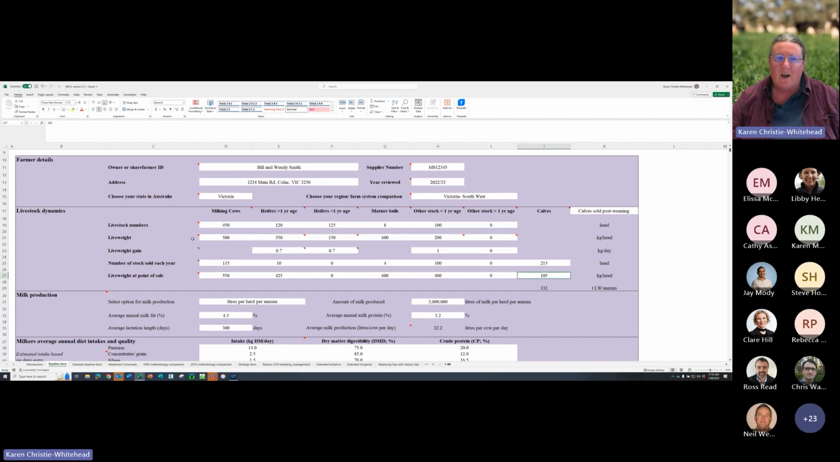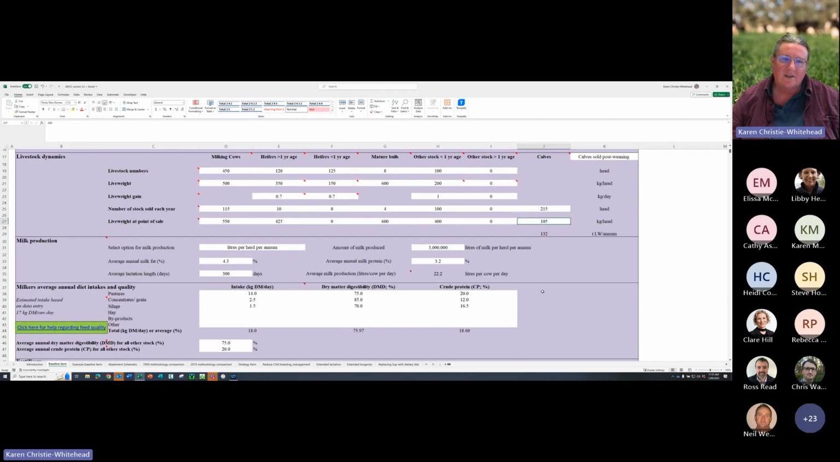We need to know their live weight and their live weight gain, with live weight taken at the midpoint of that 12-month period. And like the calves that we're selling post-weaning, we need to know how many cows at each age, heifers, bulls and other stock we're selling, and at what live weight they're being sold, to work out the total tonnes of live weight that's been sold per annum.